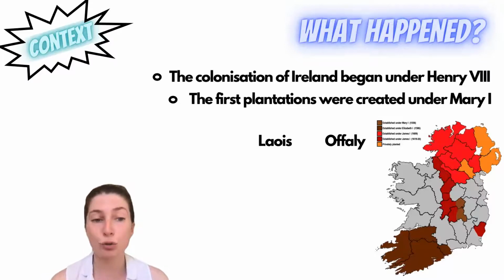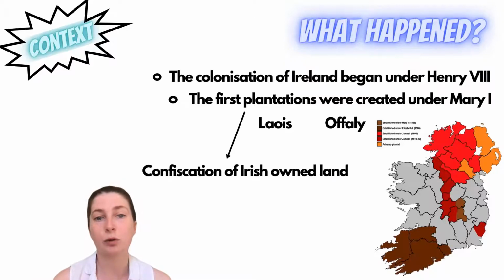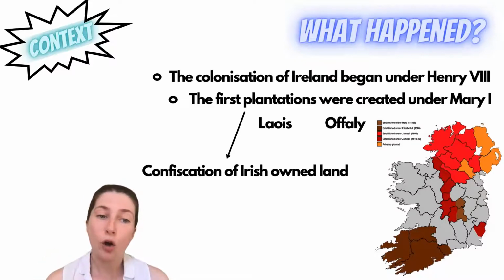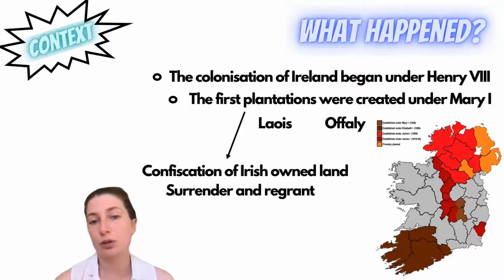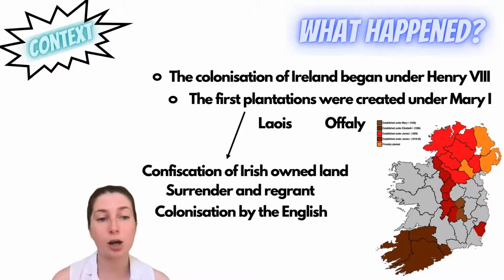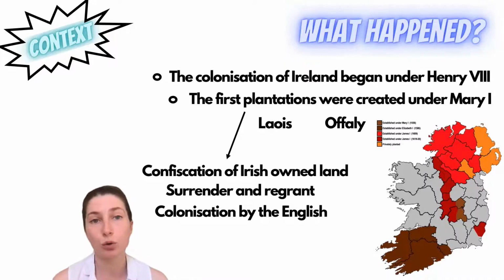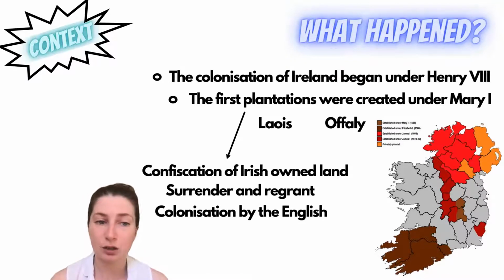The first plantations were created under Mary. Mary created two plantations, and I've put those names on the screen behind me for you. She confiscated Irish-owned land. She also used a policy of surrender and free grant, where she confiscated lands from lords and would only give the land back if you swore your fealty, your loyalty to her. She also encouraged colonization by the English, sending over English lords to take over land. She also enacted martial law, which meant you could be executed for crimes without trial, without jury.